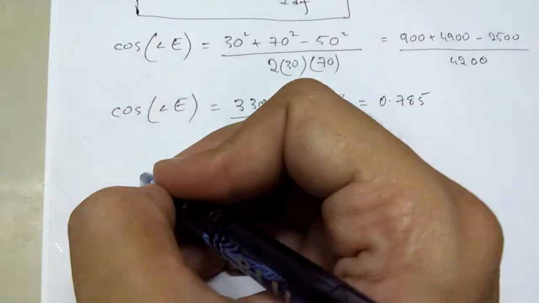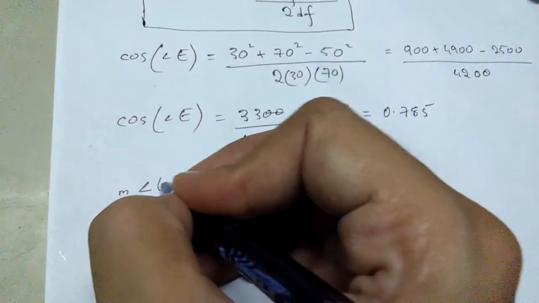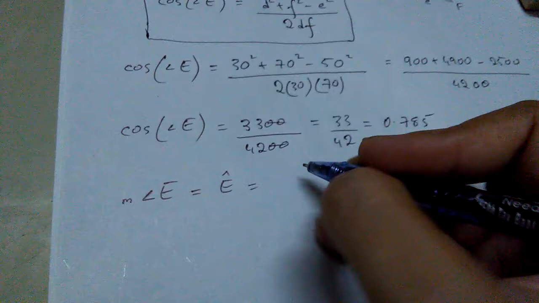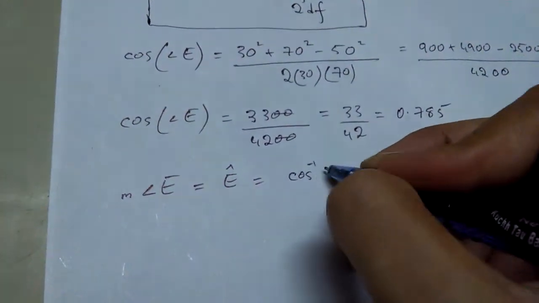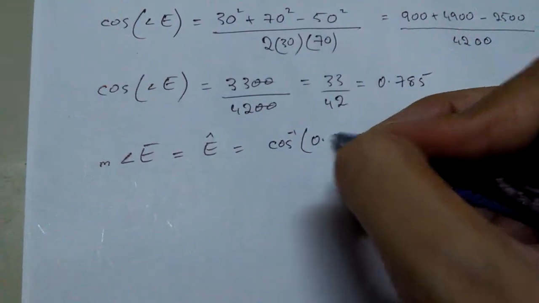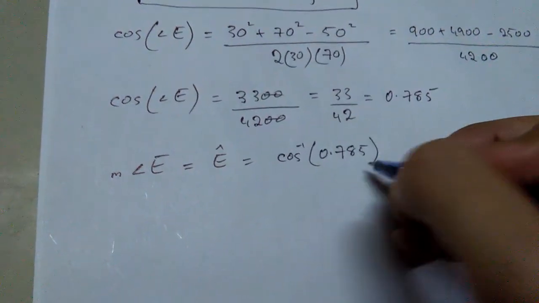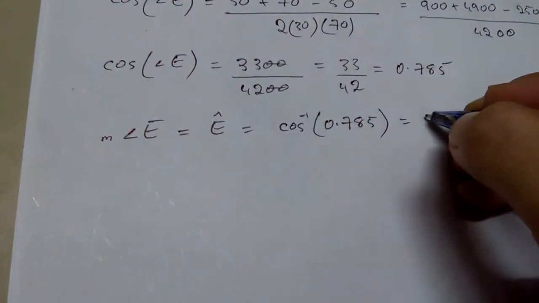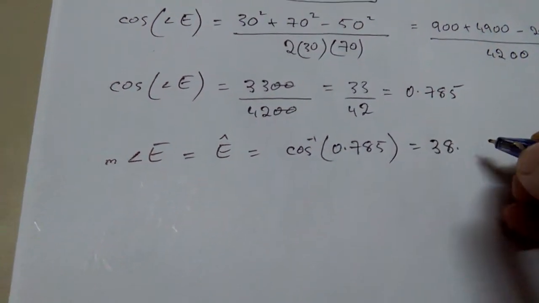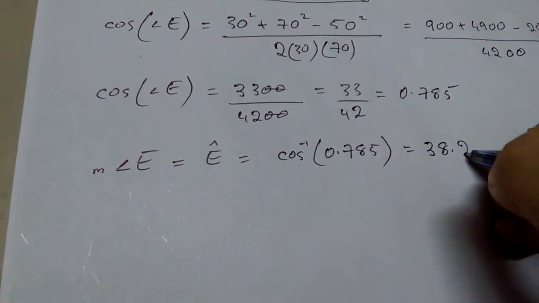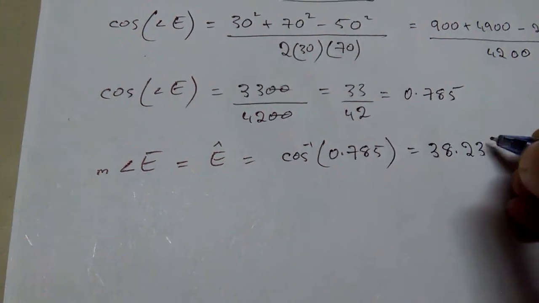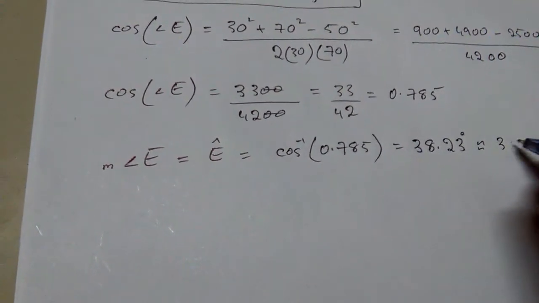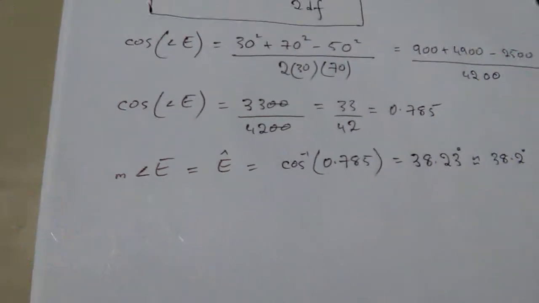Now you take the cosine inverse, you're going to get the measurement of angle E. That's what you call E cap. That's another way of representation, nothing else. So you just take the cosine inverse of this, which gives you 38.23, or simply you can truncate it. Also you can write 38.2 if you want to.